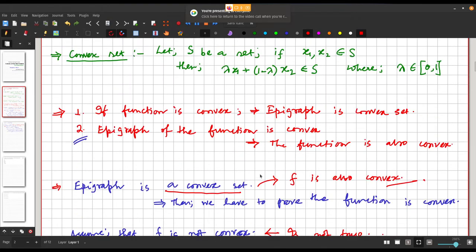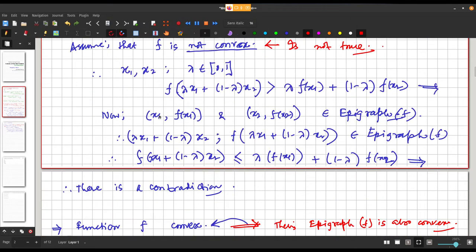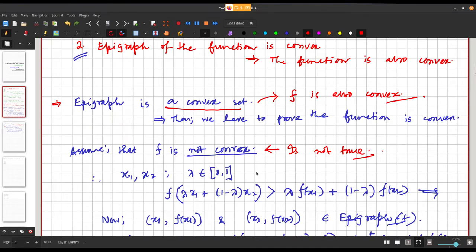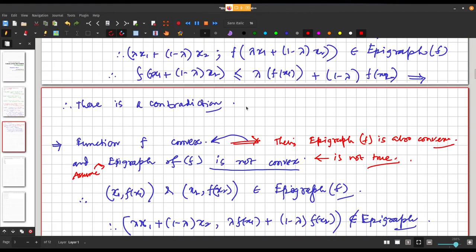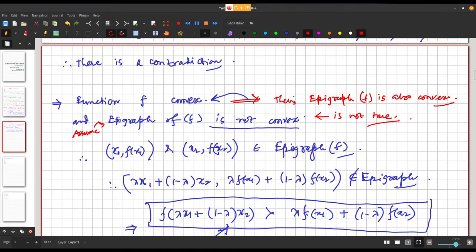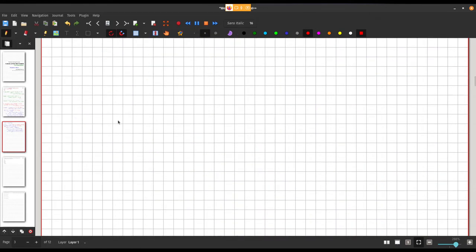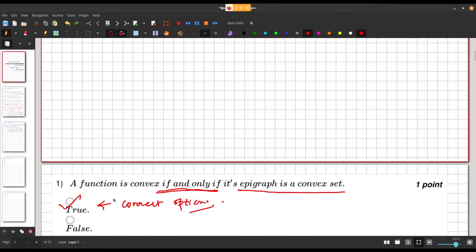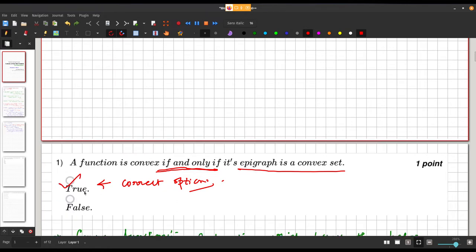Then the thing is that first we solved this one, and we assumed that the epigraph is a convex set, and then we proved by contradiction that if this is a convex set, then the function has to be convex. In the second part, we assumed that the function is convex, and with similar arguments, we proved that the epigraph has to be convex too. So with both of them, we can say that the statement that a function is convex if and only if its epigraph is a convex set is a true statement.